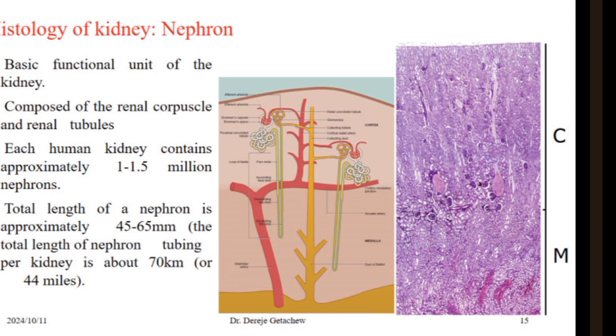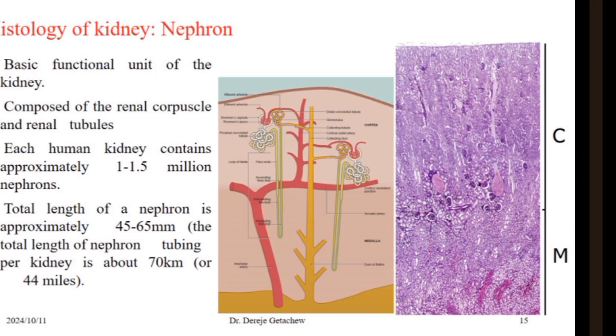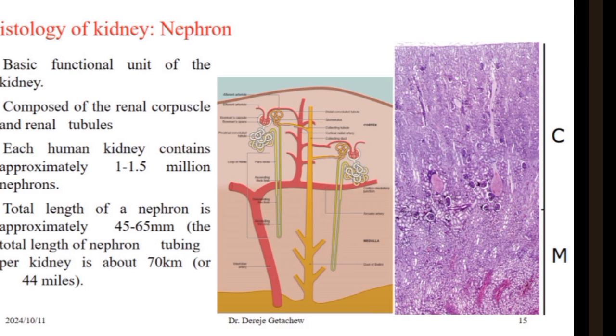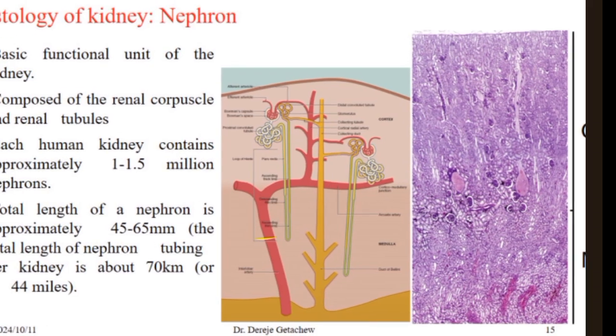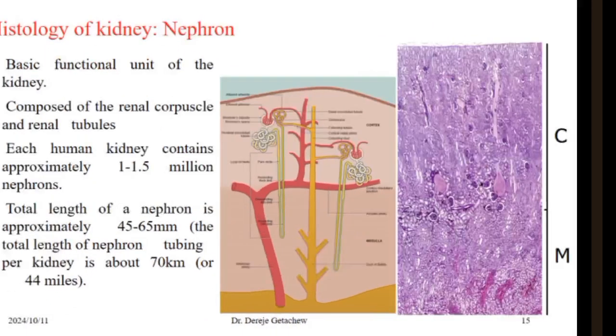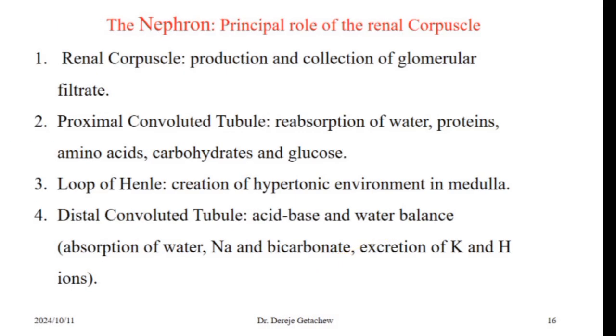So given the fact that in each kidney we have about 1.5 million nephrons, the total length of the nephron tubing per kidney is about 44 miles. It's amazing. So we see the different components of the nephron and their principal roles.